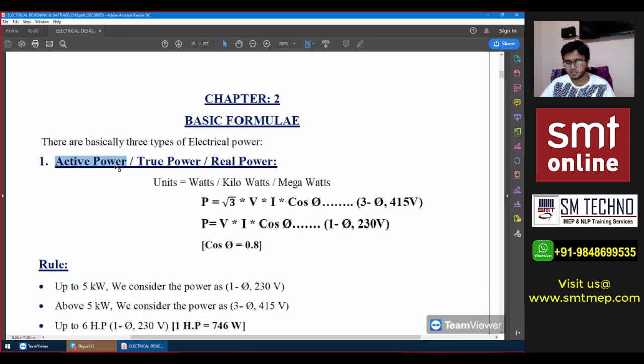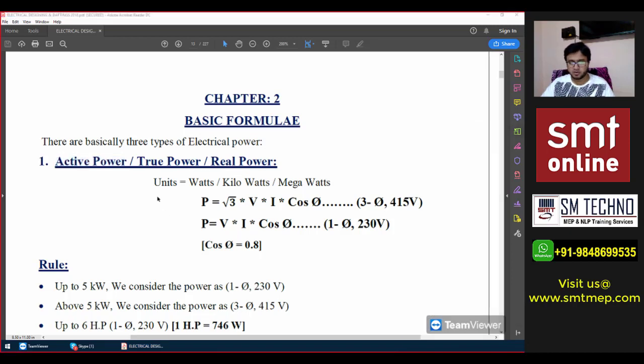When you go for the technical definitions, you'll have some different concepts. But in simple words, whatever equipment consumes power is active power equipment, and the equipment measured in watts, kilowatts or megawatts are your active power equipment. Active power can also be called true power and real power.